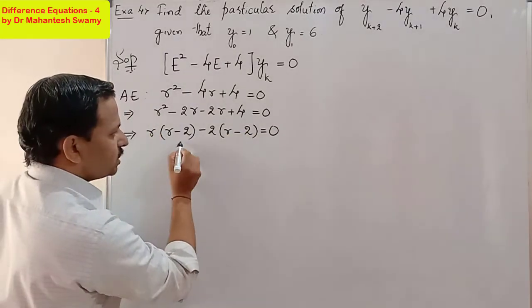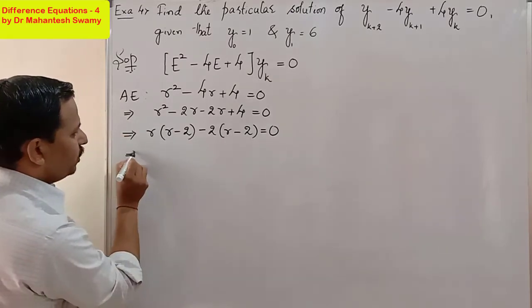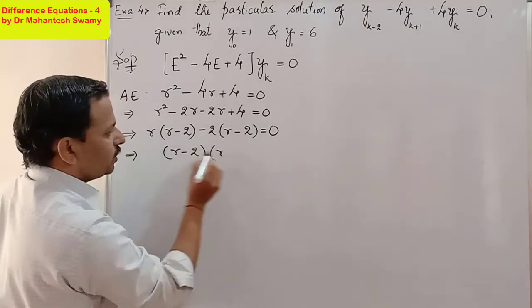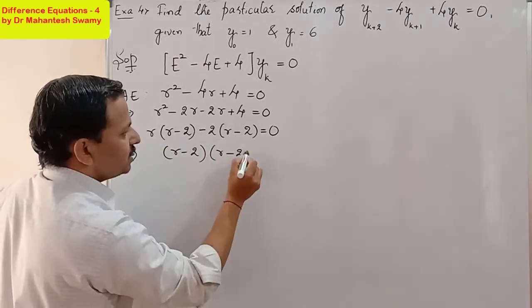Now r minus 2 is common in both of the two terms. Therefore if we take r minus 2 common here, here it remains r for the first term, minus 2 for the second term.